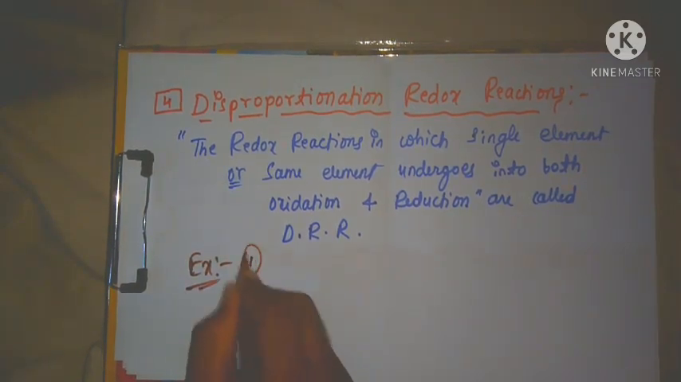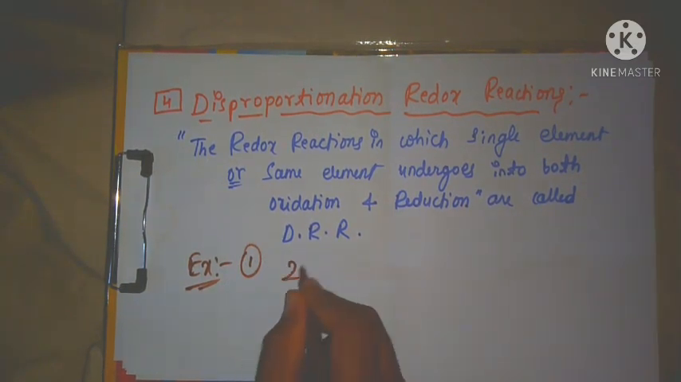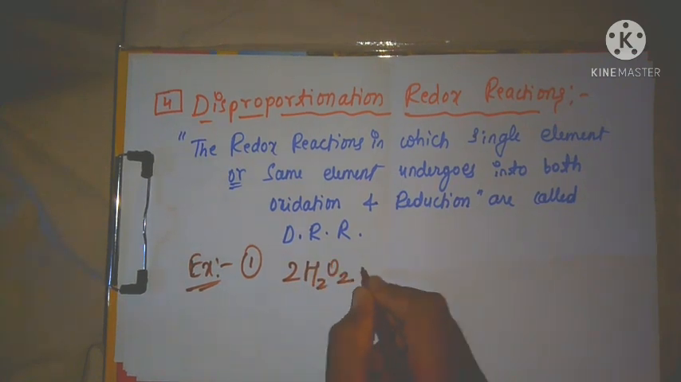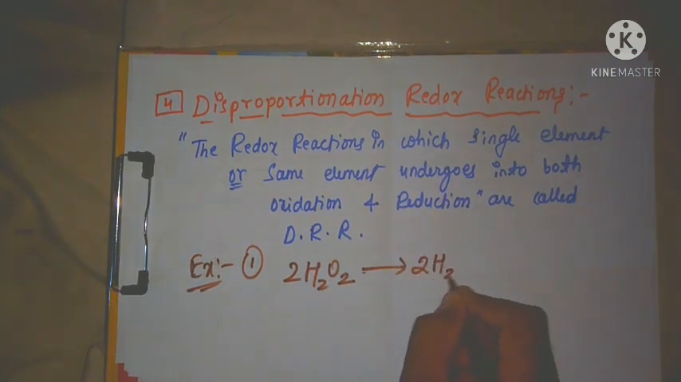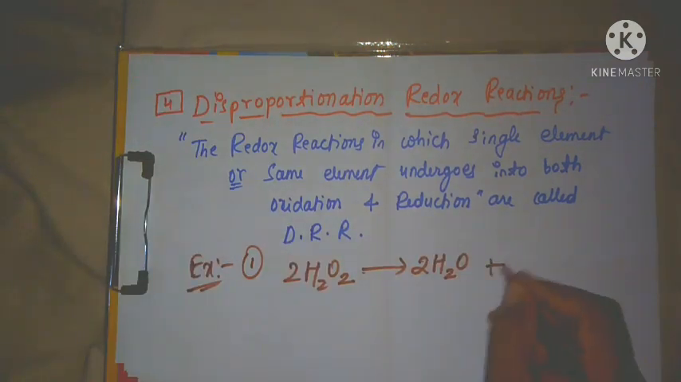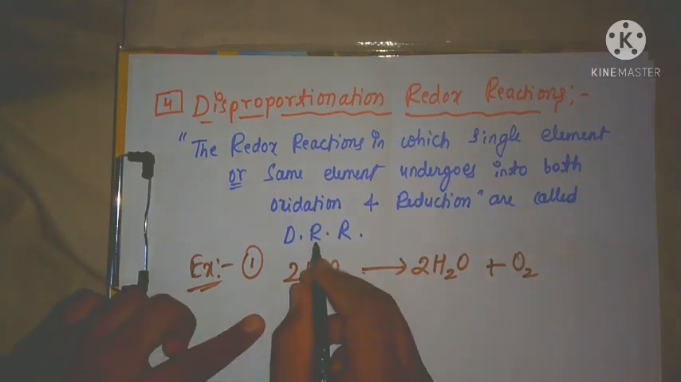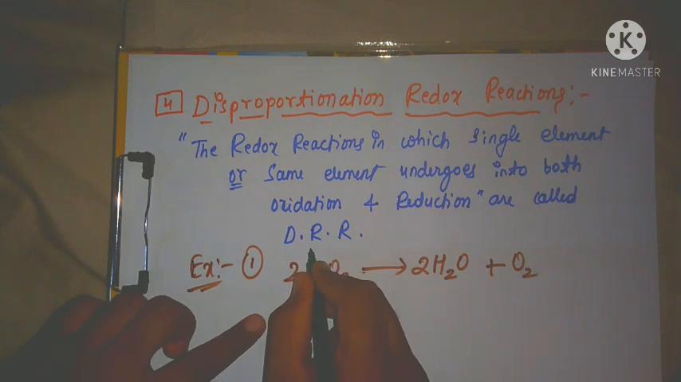Examples. First example I will write: 2H2O2 gives rise to 2H2O plus O2. Just observe here carefully. Check the oxidation number of hydrogen. It is a peroxide, right?